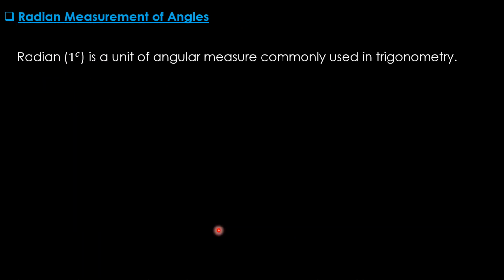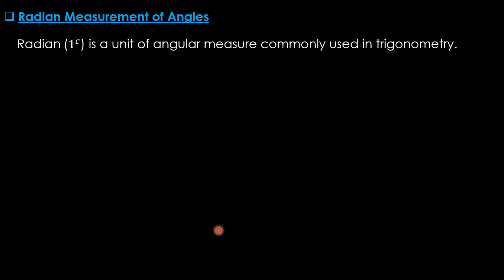Now, radian measurement of angles. Radian is a unit of angular measure commonly used in trigonometry. This is the symbol, to the power c. By writing in this form, we express radian. So this is 1 radian, 1 to the power lowercase c.